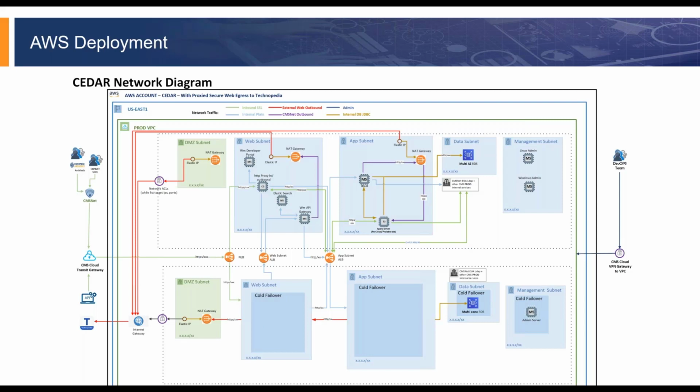We divided each VPC into 5 subnets, and that's a standard across all CMS accounts at the time. We had a DMZ subnet, web subnet, app subnet, data subnet, as well as a management subnet. As you can see, the data subnet is way behind, away from any public access or access outside of our account. It's isolated through the app subnet and web subnet as well as the DMZ subnet.